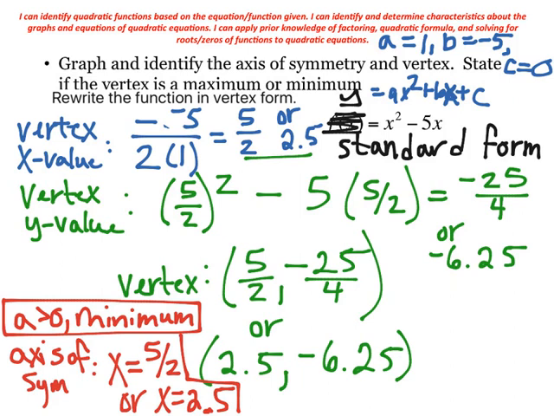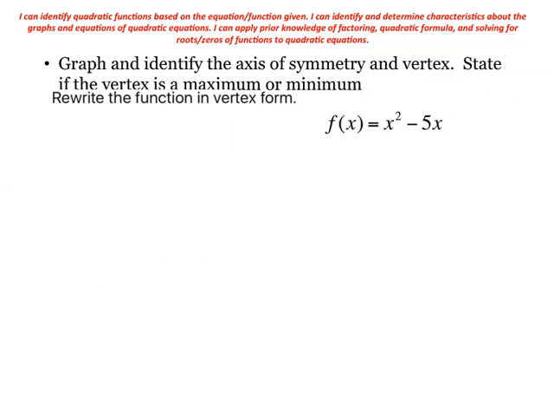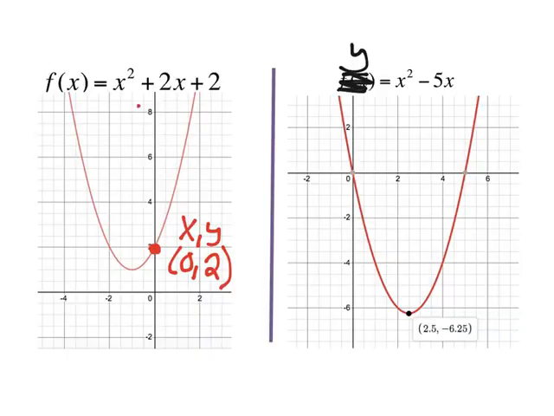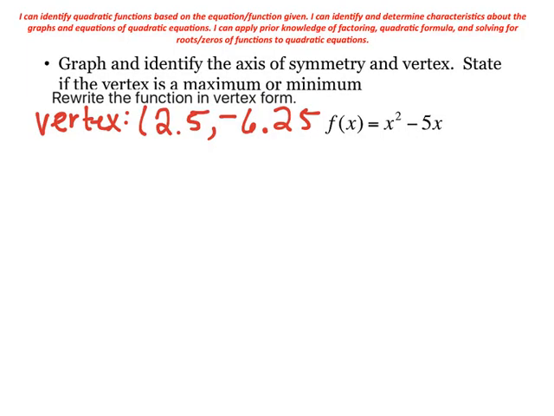Now, moving on to vertex form. We know that the vertex itself for this problem is 2.5, we'll just use the decimals, 2.5 comma negative 6.25. Double check, I've got it on the next slide. Yeah. So we know that's our vertex.